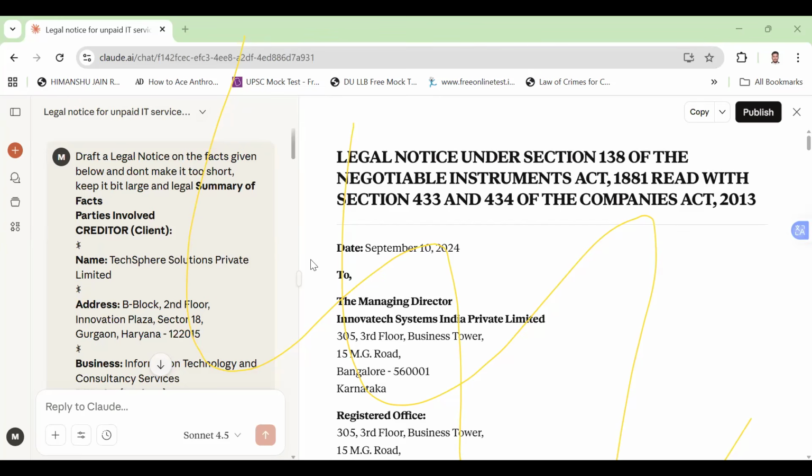Sir, is this AI tool free or paid? This AI tool is free. Oh, okay, sir. Thank you.